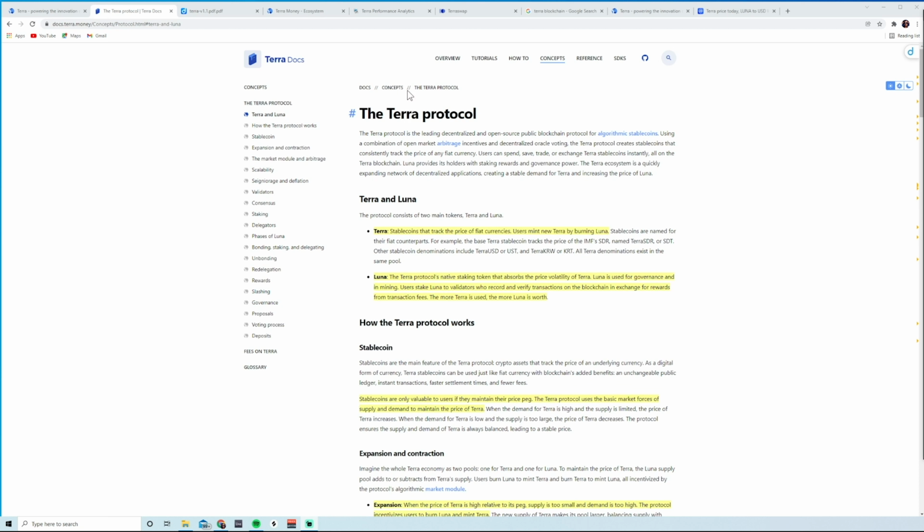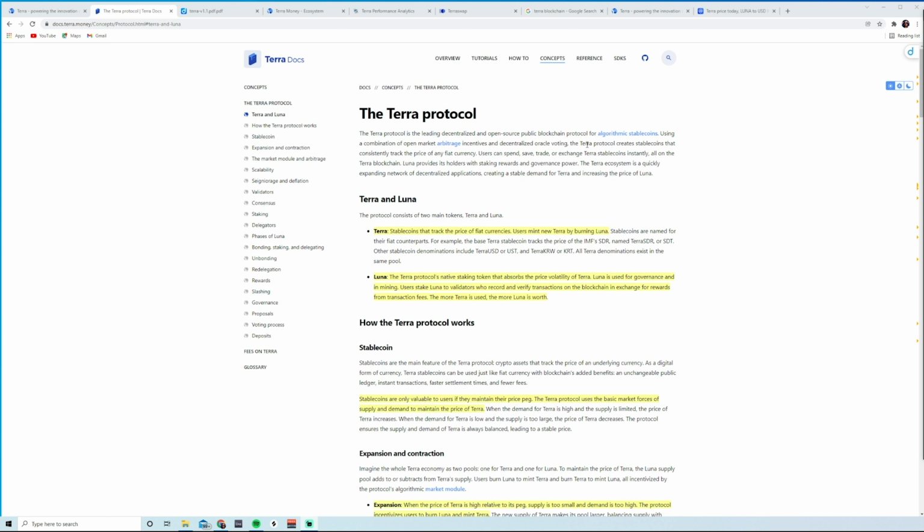So this is the Terra Docs page, and this is Terra Protocol. Let's briefly look at this, and then we will make a distinction between what Terra and Luna is. It gets a little bit confusing, but I will make it real simple for you guys. The Terra Protocol is a leading decentralized open source public blockchain. So when people refer to Terra, they're actually talking about the blockchain, all right? But there are also algorithmic stable coins on this blockchain, so they're also referring to the stable coin assets themselves as well. So that is a brief summary of what Terra actually is.